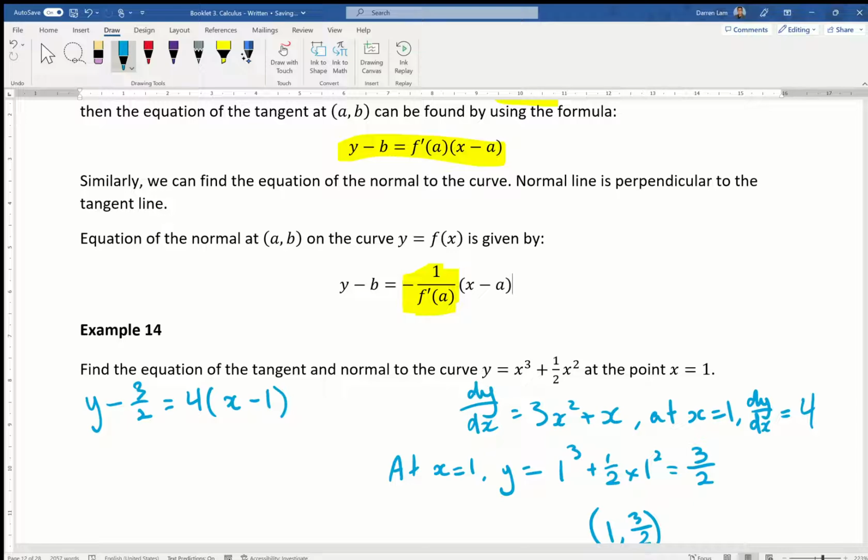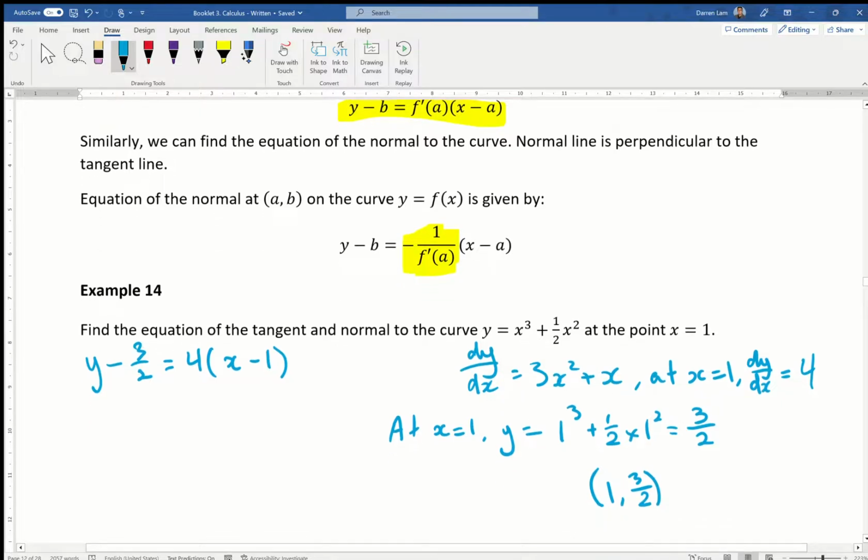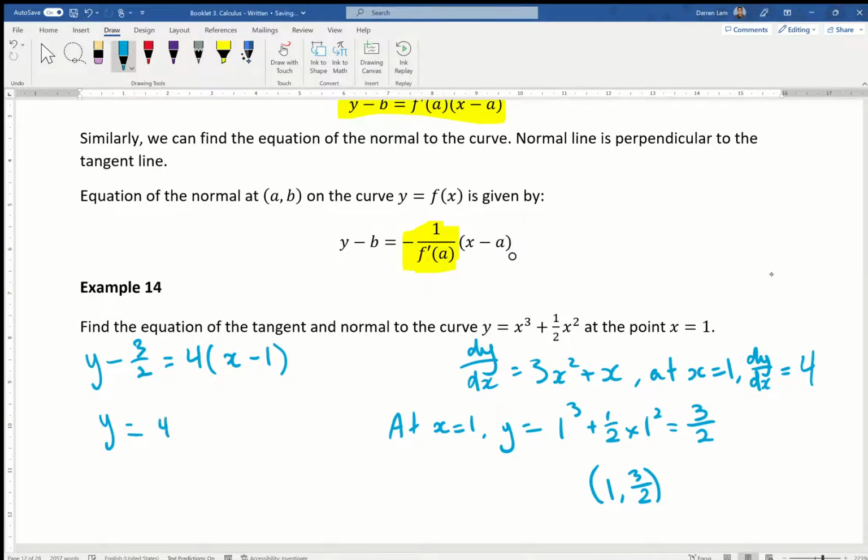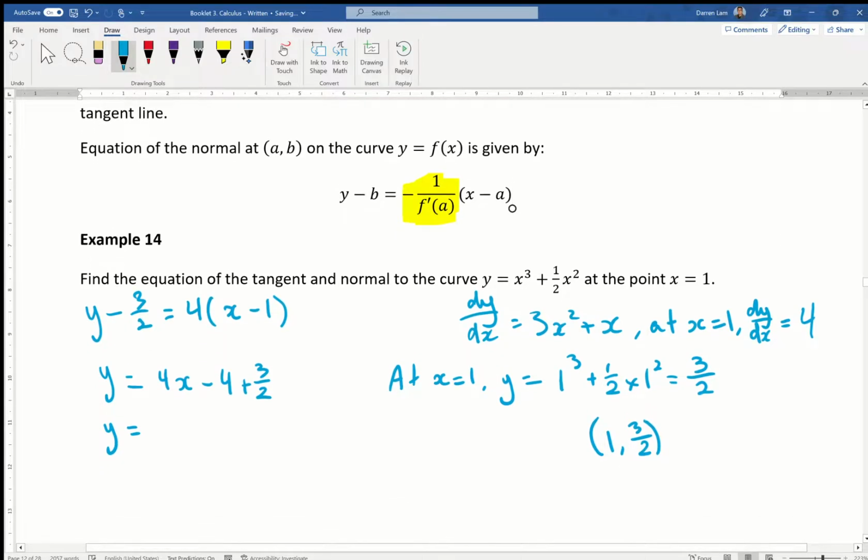If the question just says to find the equation of tangent, that will suffice. That is a valid equation of a tangent. It does not specify it needs to be in gradient intercept form. But if you would like it to be in gradient intercept form, of course we just transpose it. We get y equals 4 bracket. You know what? I'm going to expand it. 4x minus 4 plus 3 over 2, which would give us y equals 4x, and that's negative 4 plus 1.5, which gives us negative 2.5, which I know is negative 5 over 2.